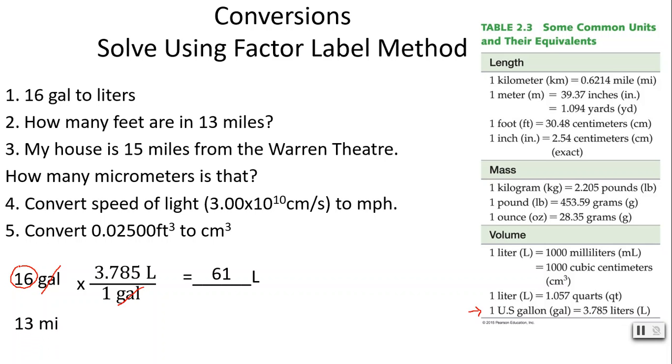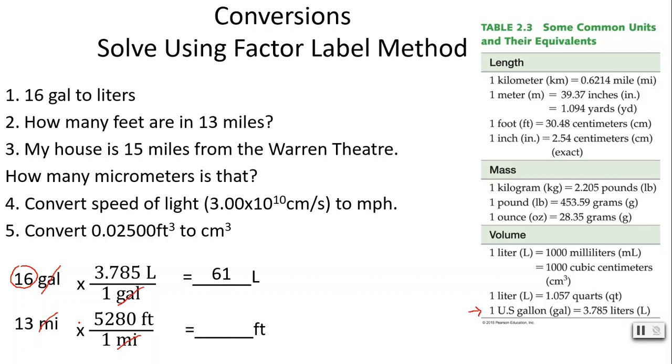Similar situation for number 2. I have to convert miles to feet. Write down the information I'm given, give myself some space, and write down the unit that I'm looking for, which is feet. There's 5,280 feet in 1 mile. Again, writing that conversion factor as a ratio, as a fraction, so that my units cancel appropriately, I'm left with feet in the numerator, and that's what I'm looking for.